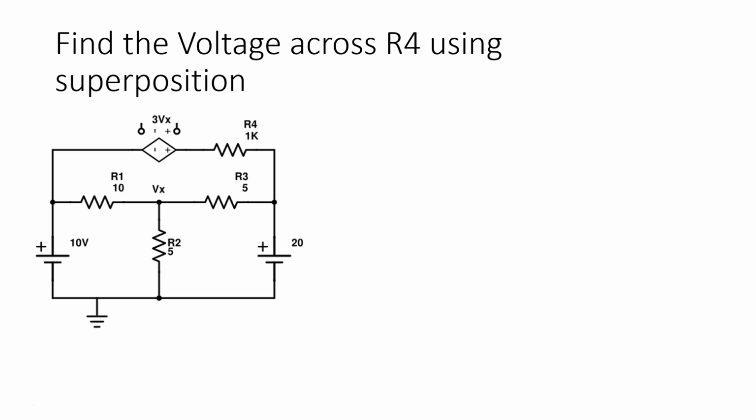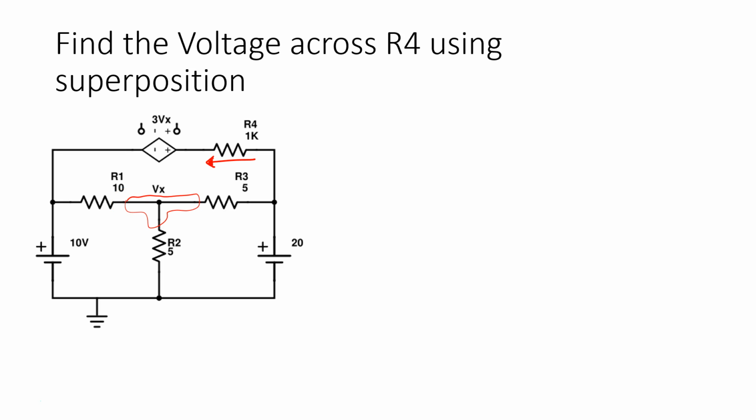So for example, suppose we have a question like this, and we need to find the voltage across R4. We have these two sources, the 10 volt source and the 20 volt source. Here we have a dependent voltage source, and its value is 3 times Vx, and Vx is the voltage at this node here.